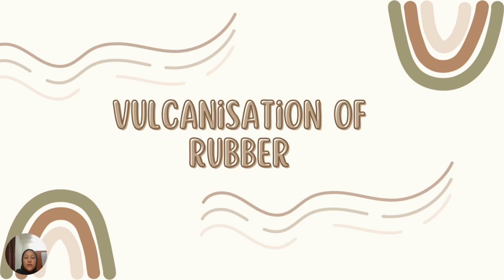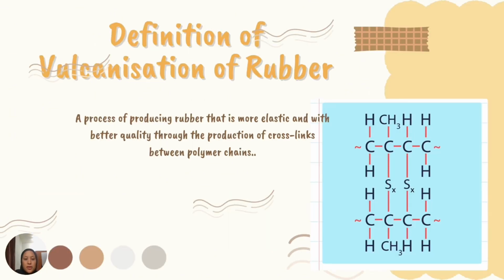So, for the vulcanization of rubber, the first one is the definition of vulcanization of rubber. So, what is vulcanization of rubber? It is a process to produce rubber that is more elastic and with better quality through the formation of cross-links between polymer chains. So if you guys can see, this is a picture about vulcanization of rubber.